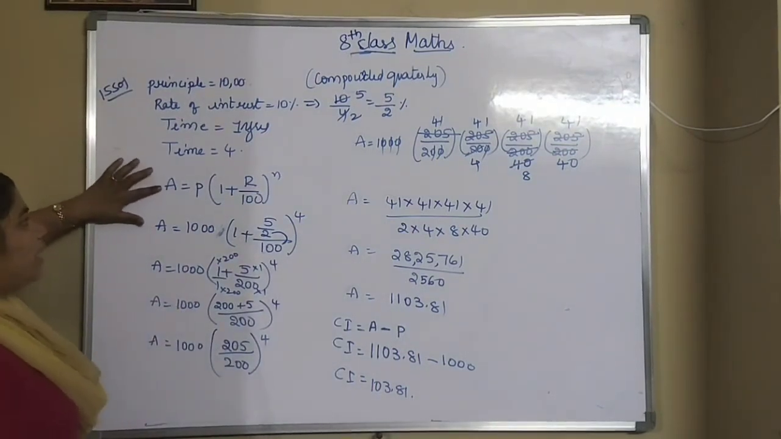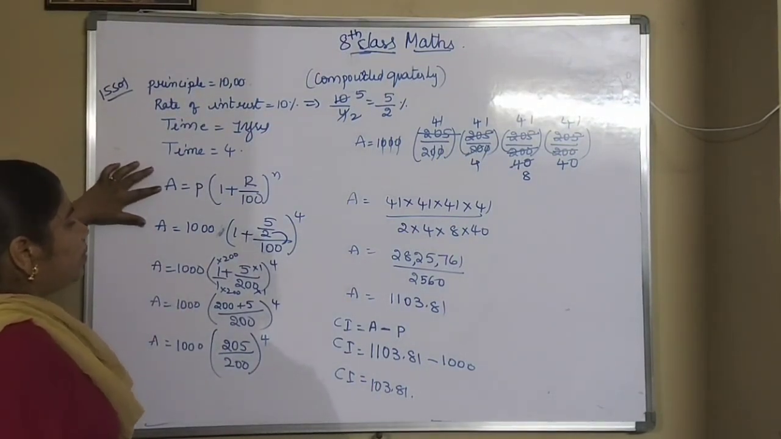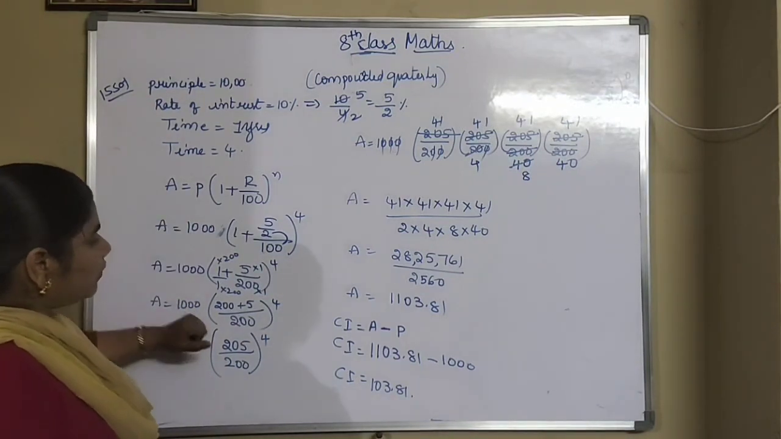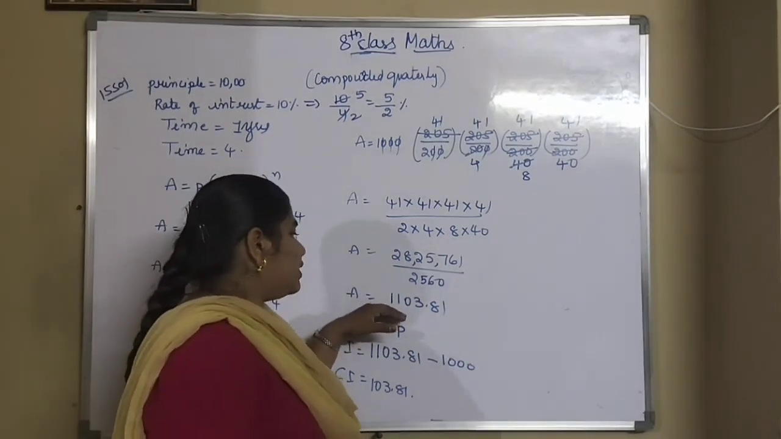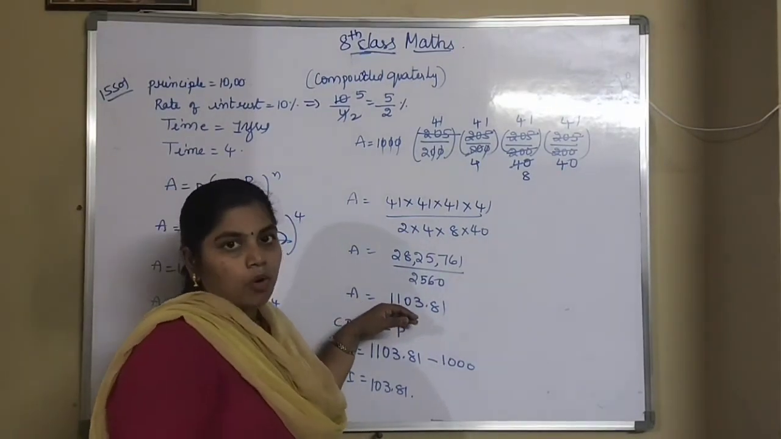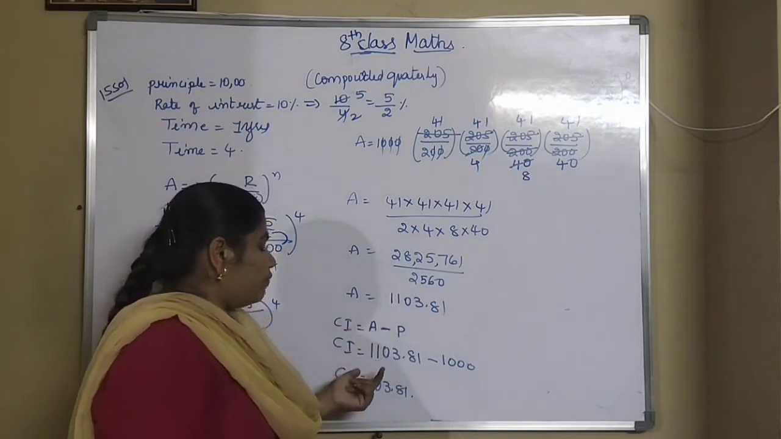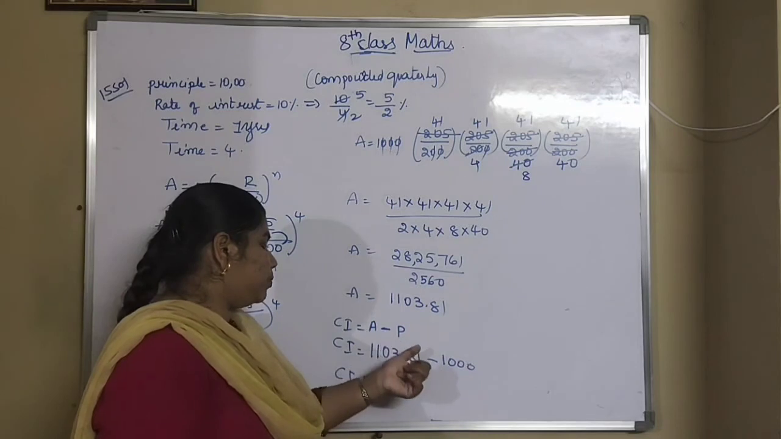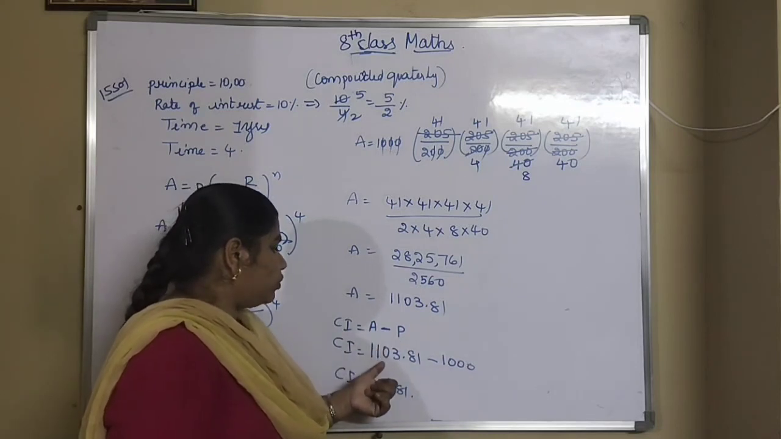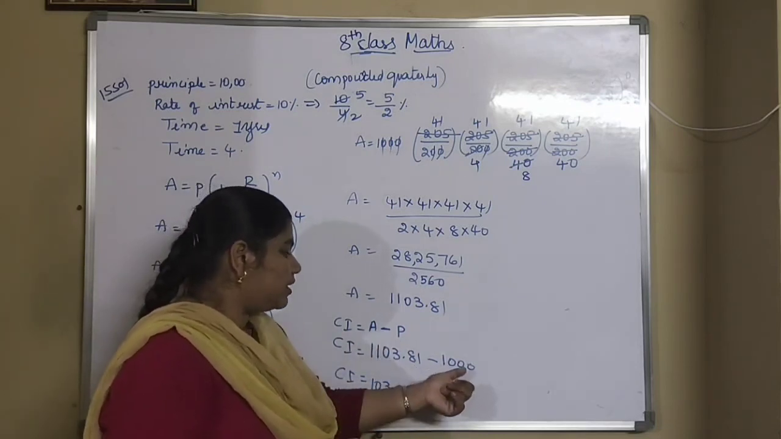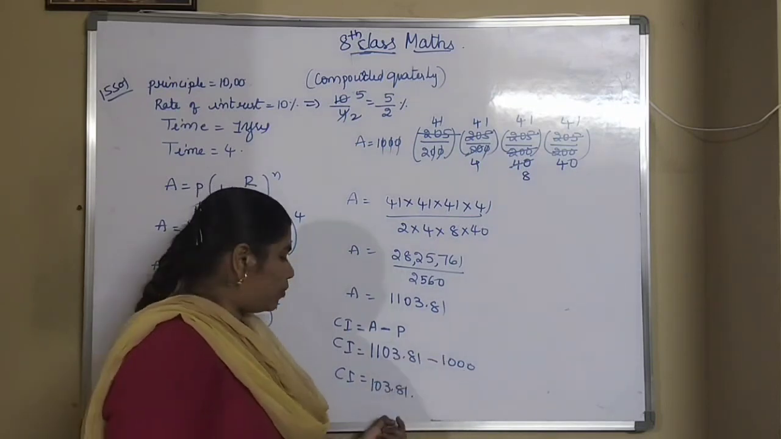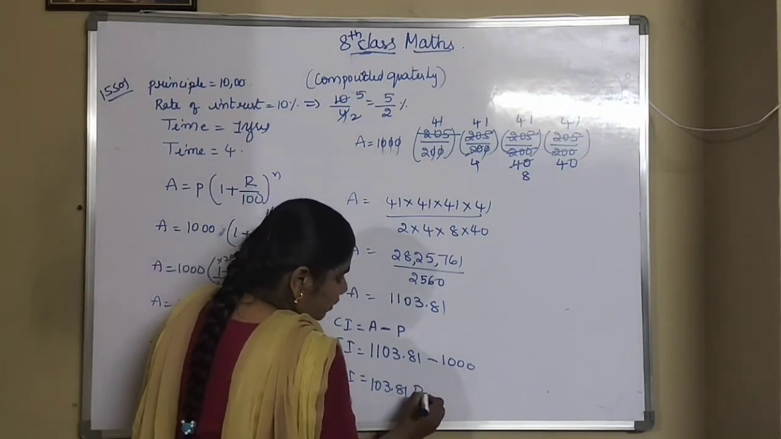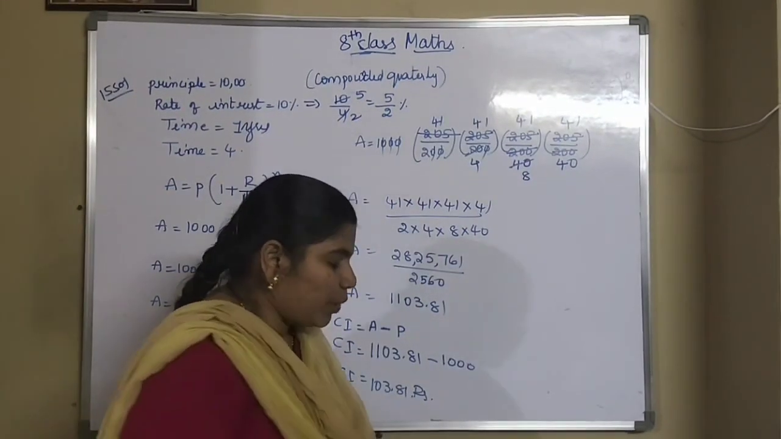So what is the formula? A is equal to P into 1 plus R by 100 to the power of n. So after substituting all the values, you got the amount value as 1103.81. And what do we have to find? We have to find the compound interest. So what is compound interest here? A minus P. Amount is 1103.81 minus 1000. So if you subtract these two, how much will you get? 103.81 rupees you will get. So what is the compound interest? 103.81.